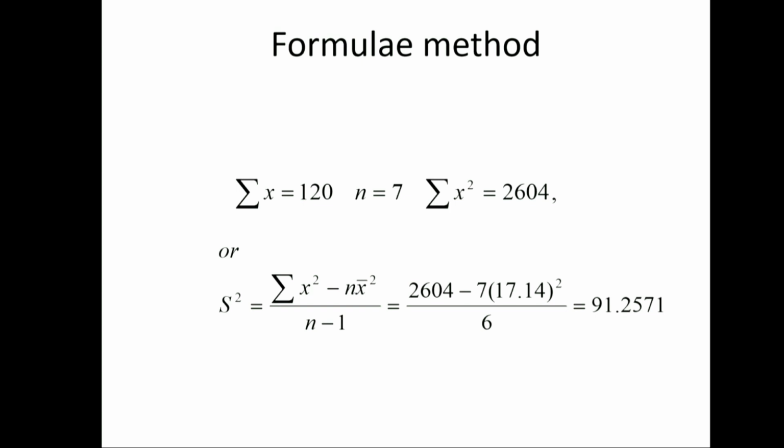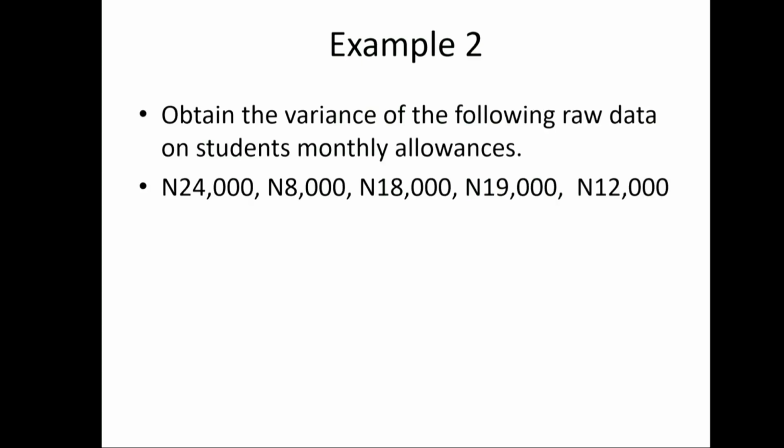So for better appreciation, maybe we should take one more example. Example 2, we have to obtain the variance of the following raw data on student monthly allowance. Students, what they obtain, that is what their parents normally give them on a monthly basis. So we sample among the students. One of them said 24,000. One said 8,000. Another said 18,000. Another said 19,000. Another said 12,000.